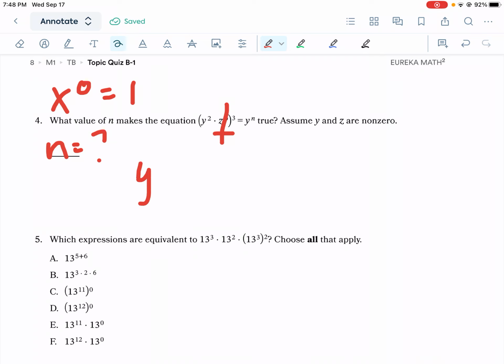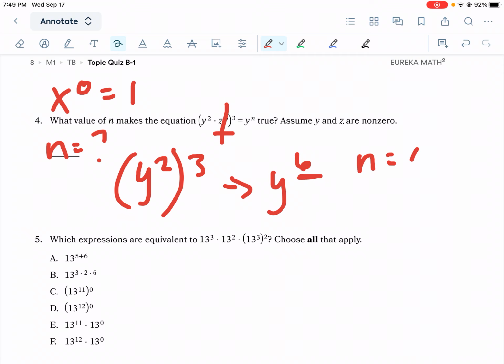And you can rewrite this as y squared raised to a cubed power. Once again, like how we did for number 2, because we have an exponent on the outside and on the inside, we're just going to multiply that 2 and that 3 together. That gives you y to the 6. So your n value in this case equals 6. That's how you find the n value.